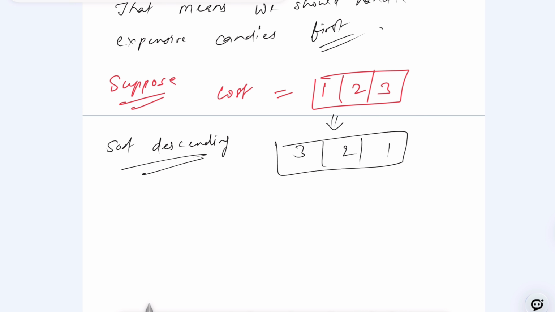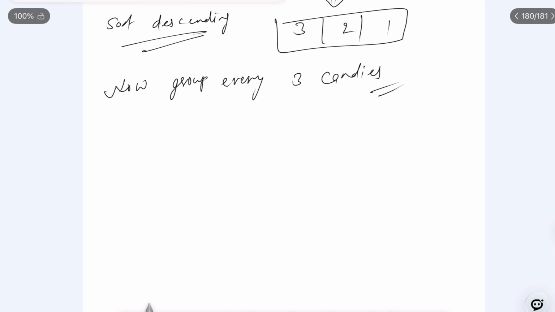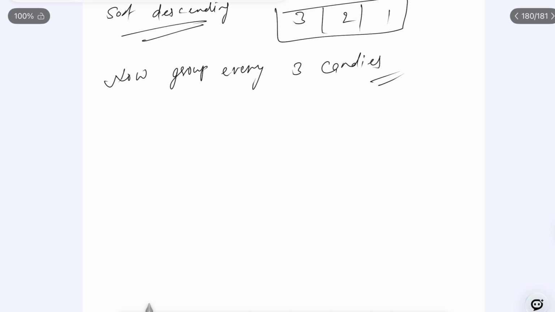Now group every 3 candies, right? We should group every 3 candies like 3 candidates, correct? So obviously we have 3, 2 and 1.